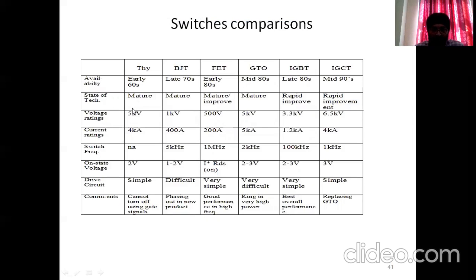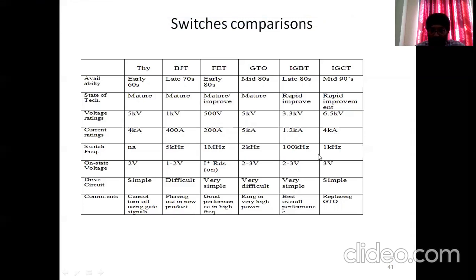Further comparison, if we add more parameters over here, state of the technology: it is mature. IGCT is rapidly improving and it has become mature nowadays. Voltage ratings are very high, 6.5 kilovolts. So thyristor SCR has a high voltage rating. BJTs, FETs cannot handle that much voltage rating. IGBT, GTOs, they can. Current ratings are also similar. IGCT can handle large current rating similar to thyristor and GTOs.